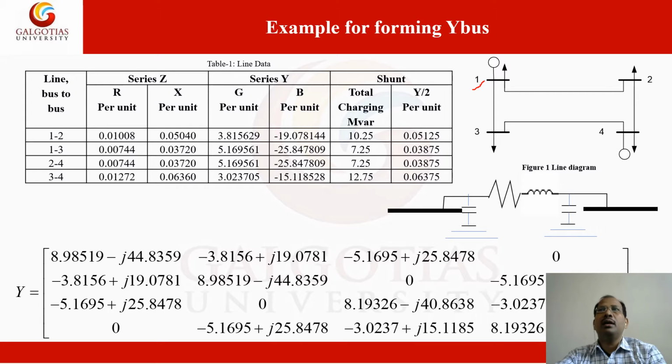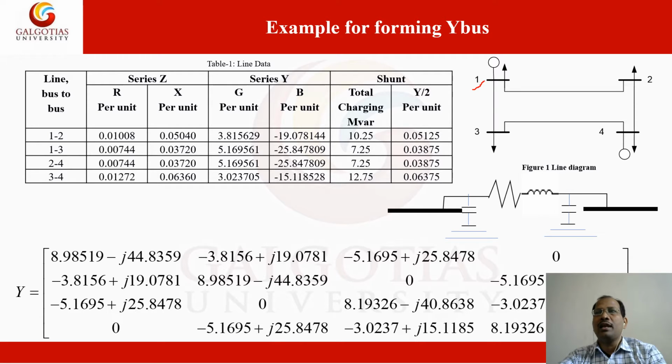Based on the bus information, we first calculate the Y bus. This is the given line data. Here the line means from bus to bus. The line data starts from 1 to 2, meaning they have given this transmission line data between bus 1 and 2: the series impedances in terms of per unit resistance and reactance, converted into admittance, conductance, and susceptance. Then the total shunt charging admittance Y by 2 is connected. We have to consider this Y by 2 in terms of the pi network.